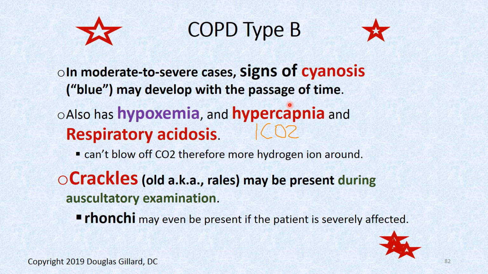CO2 levels are increased. If CO2 levels are increased, who else is increased? Hydrogen ions increased, right? Because we haven't soaked it up by making CO2. So they're also going to have respiratory acidosis as well. Too much hydrogen ion. Okay. If you auscultate these people, they're going to have gunk, especially down at the costophrenic angles. So you might hear crackles. So make sure you know what crackles.